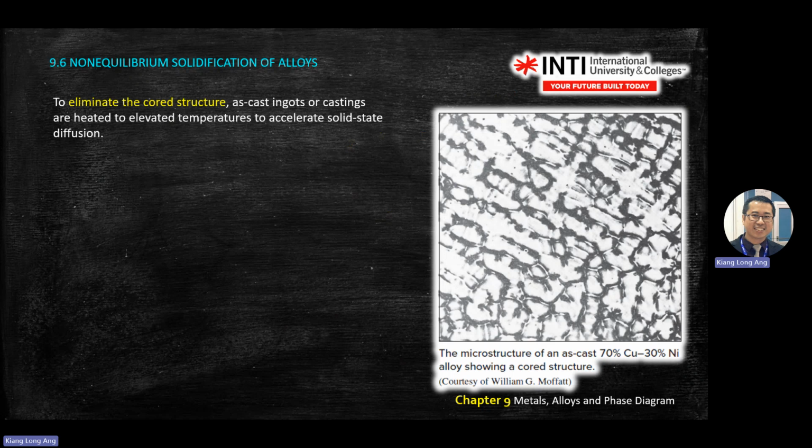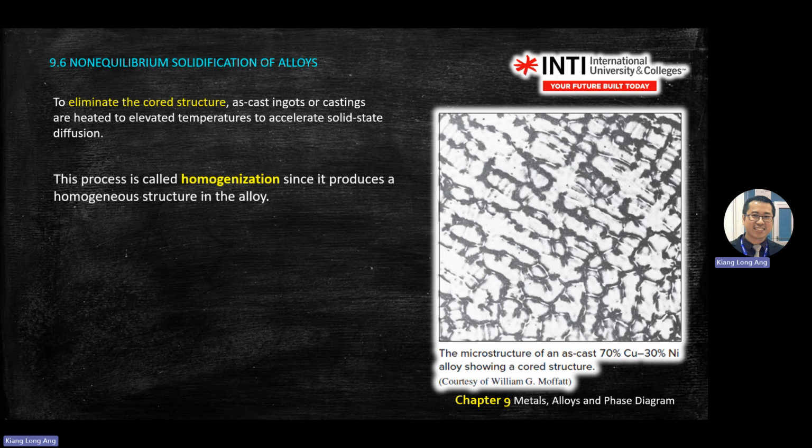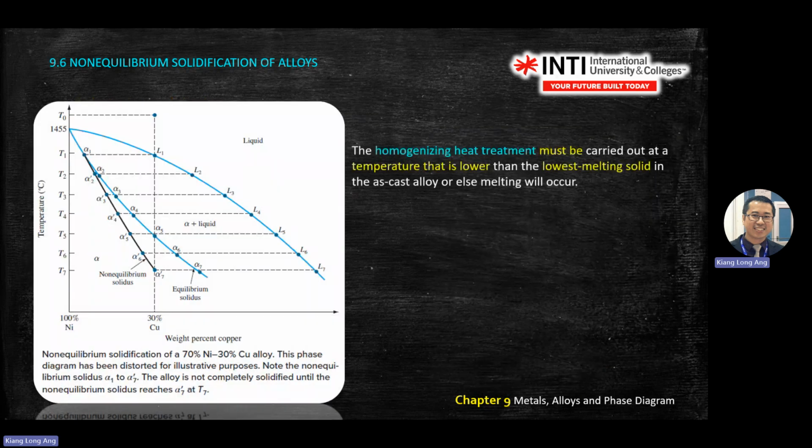Okay, you want to eliminate this core structure. You get this core structure because you do rapid cooling, and you want to eliminate it. To eliminate it, what we do is heat our sample at an elevated temperature to accelerate solid state diffusion. This is called homogenization. This heat treatment process must be carried out at a temperature that is lower than the lowest melting solid in the alloy, or else melting will happen.